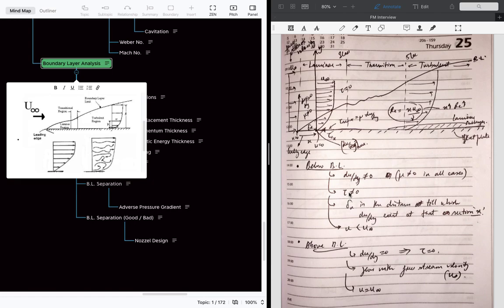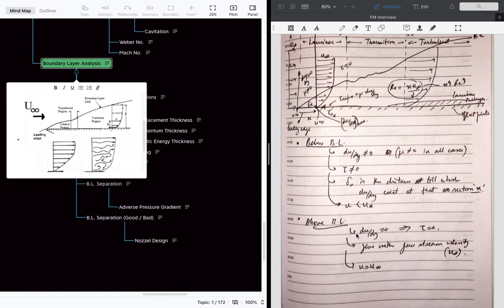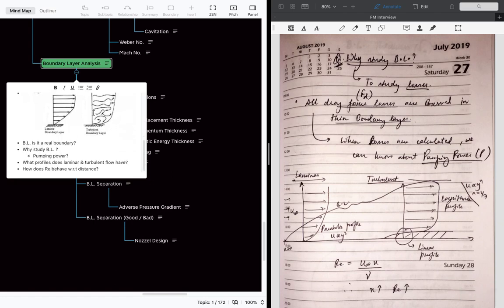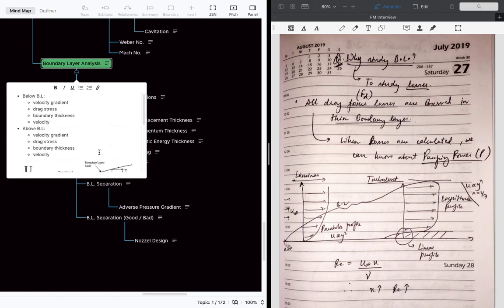irrelevant of the friction of the body or the boundary layer. Okay, and below the boundary layer, the stress is non-zero, and the boundary thickness is the distance till which the velocity gradient exists. This is called boundary thickness at a particular section, and the velocity is less than the free stream velocity. And above the boundary layer, the velocity gradient is zero, stress is zero, and the flow is equal to the free stream velocity. Okay, so the same thing is explained here. We just discussed all these things.